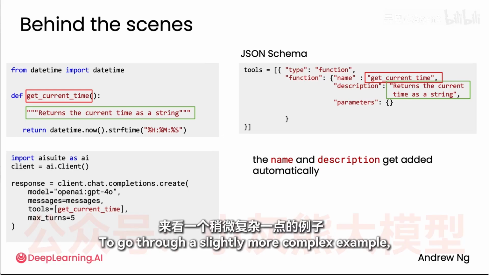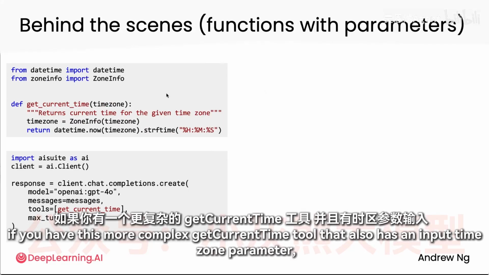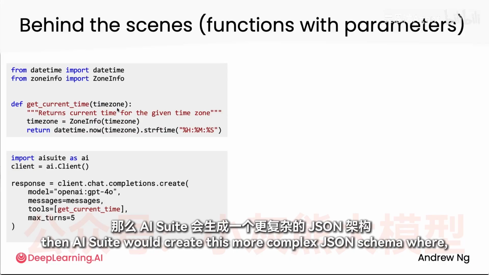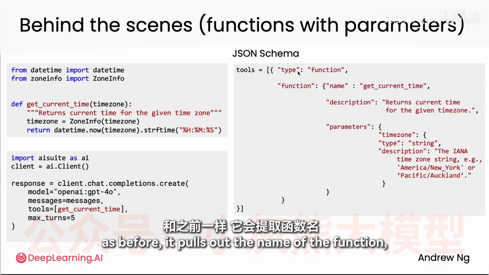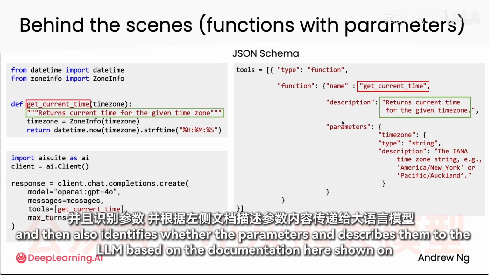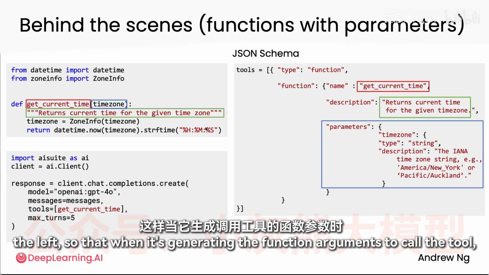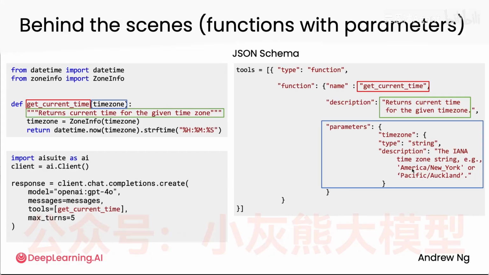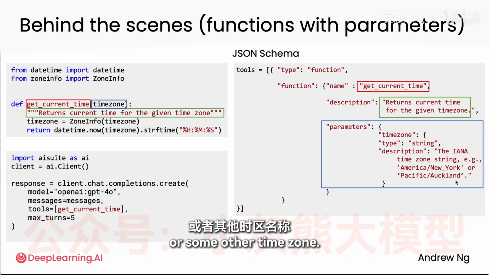To go through a slightly more complex example, if you have this more complex get current time tool that also has an input time zone parameter, then AI Suite will create this more complex JSON schema where, as before, it pulls out the name of the function, which is get current time, pulls out the description from the docstring, and then also identifies what the parameters are and describes them to the LLM based on the documentation shown on the left, so that when it's generating the function arguments to call the tool, it knows that it should be something like America/New_York or Pacific/Auckland or some other time zone.